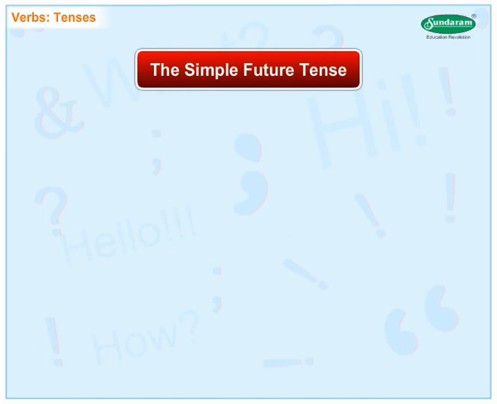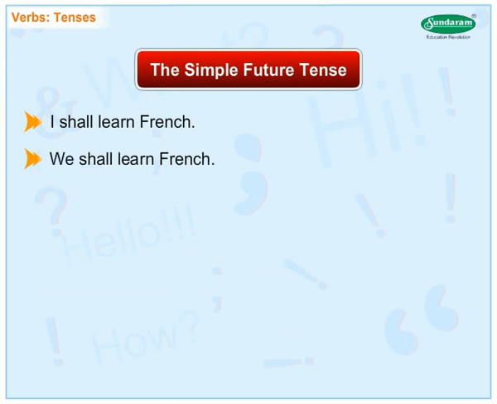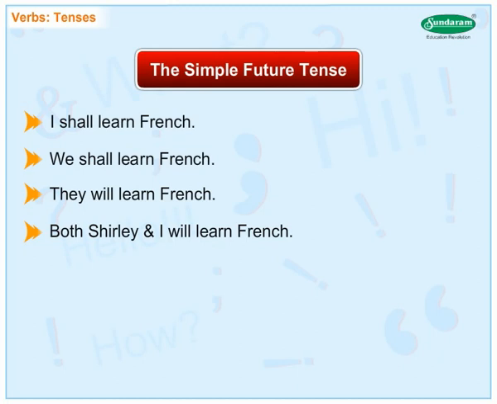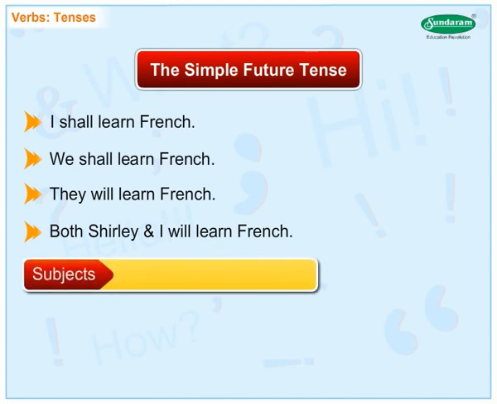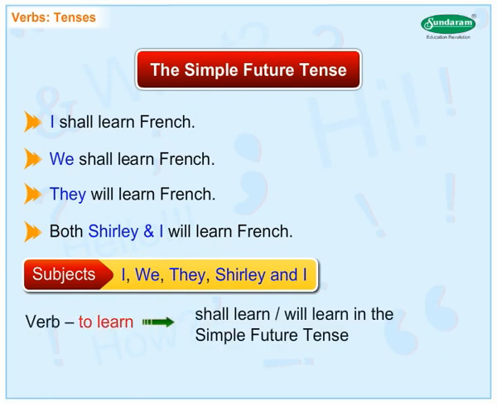The simple future tense. I shall learn French. We shall learn French. They will learn French. Both Shirley and I will learn French. The subjects are I, we, they, Shirley, and I. The verb to learn becomes shall learn or will learn in the simple future tense. In the simple future tense, shall is used only with the pronouns I or we, or to show determined intention or an order with other pronouns.